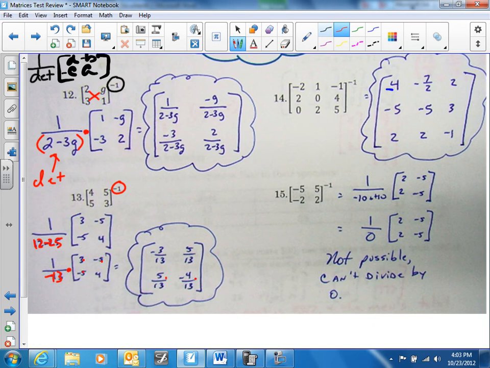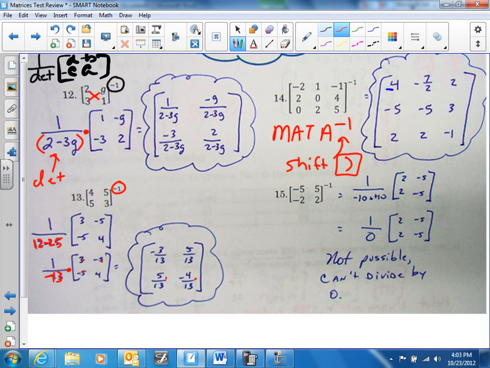On number 14, put this in the calculator. You're going to do matrix A and just put it to the negative 1 power. Remember, you have to hit shift, parenthesis.